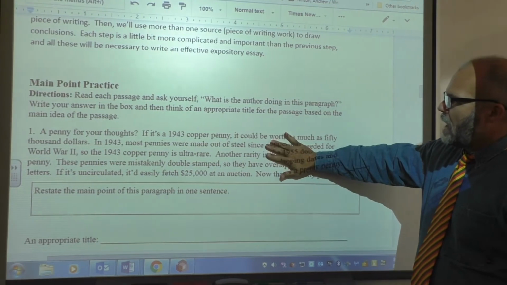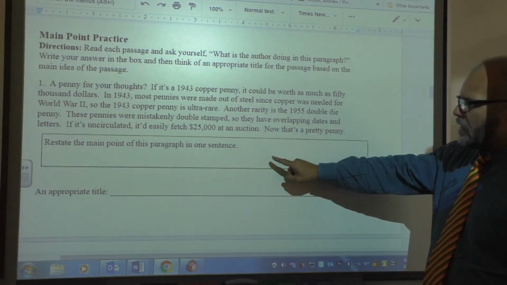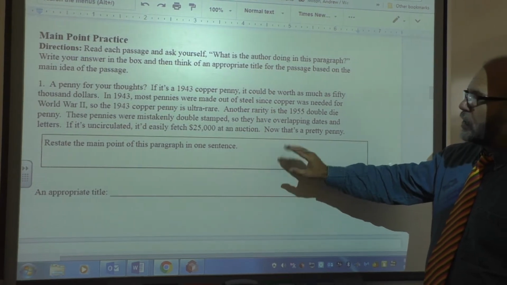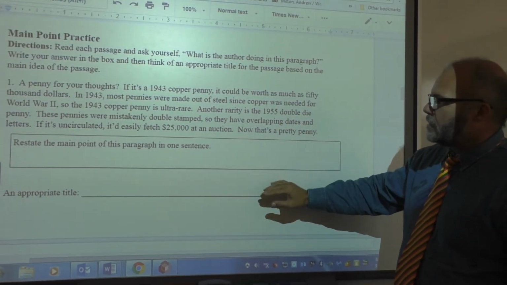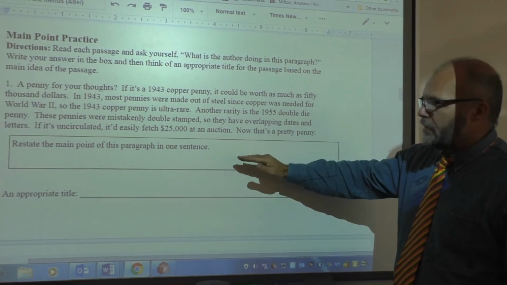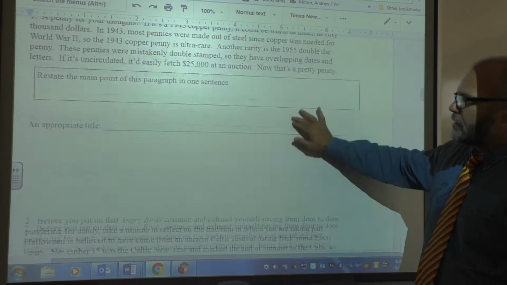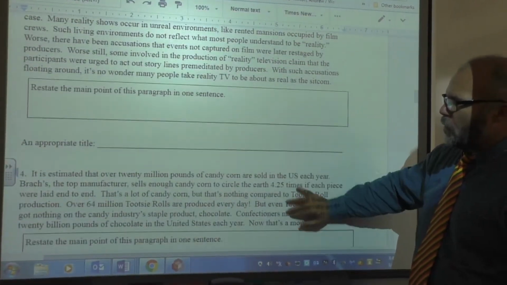There's a paragraph about a topic, and I've asked you to restate the main point of this paragraph, which is going to be in your own words. Okay? There's not a sentence to borrow and lift here. You come up with your own main point and a title. There's several of those, practicing of main points.